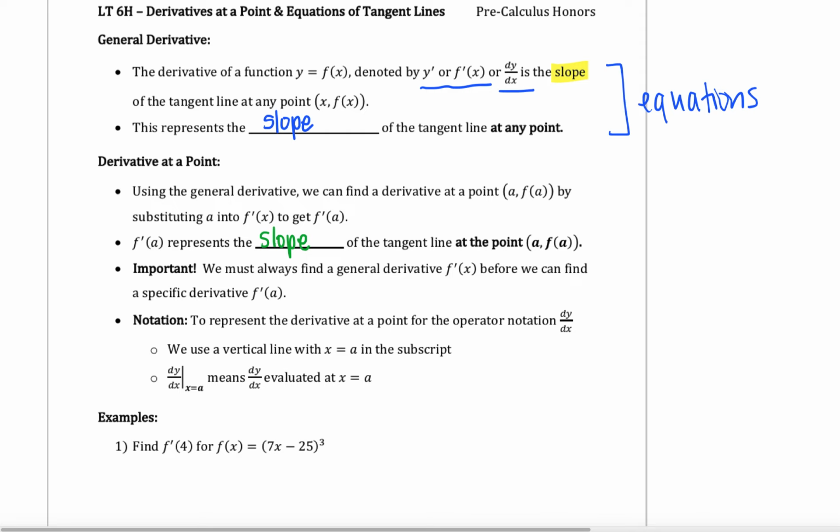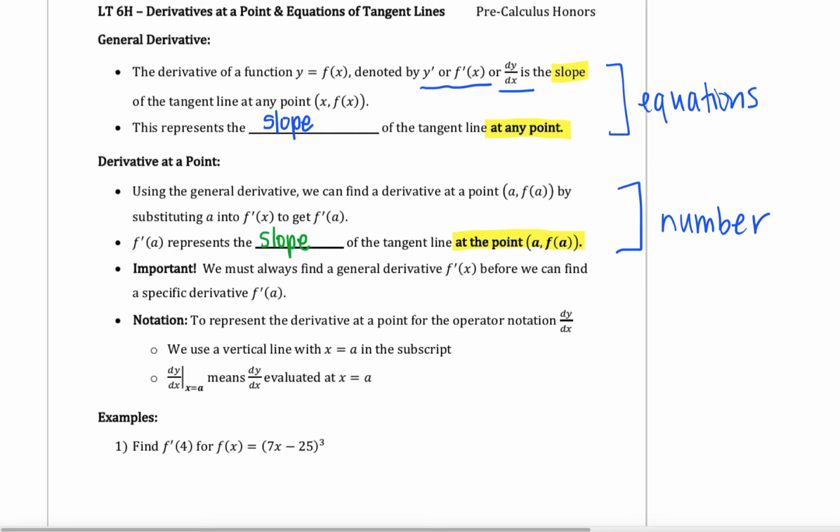Now, what doesn't change is the underlying idea of a derivative. This is still representing the slope, but the difference now is this is the slope at that specific point a comma f of a, whereas our general derivative was the slope at any point. For the slope at a comma f of a, this would end up being a number because we're getting the slope at one specific instance in time on that graph. Now, an important thing to note is we must always find a general derivative, our f prime of x, first before we can find our specific derivative.